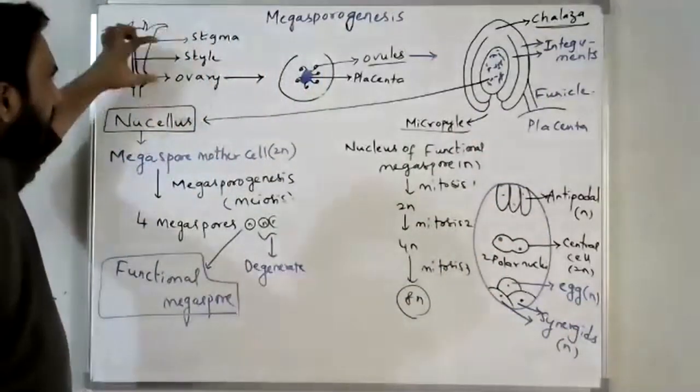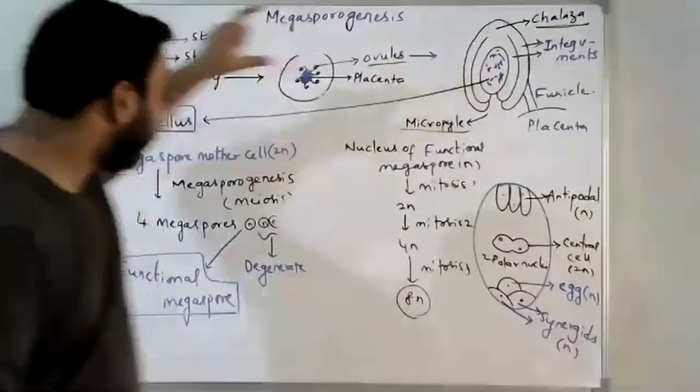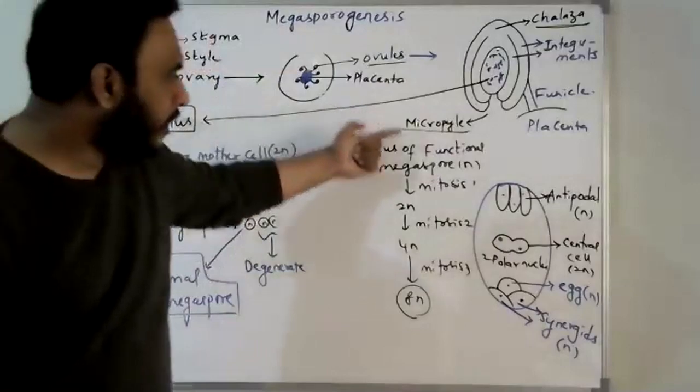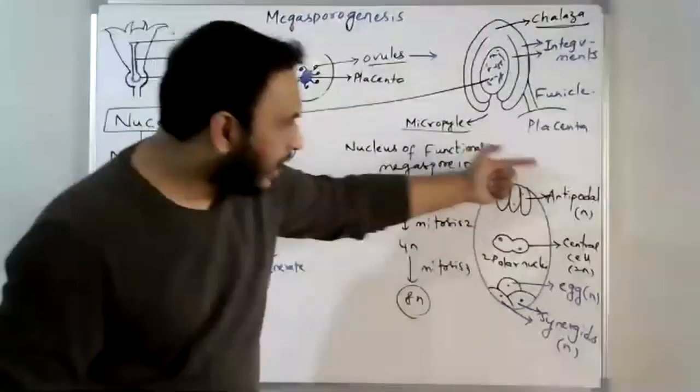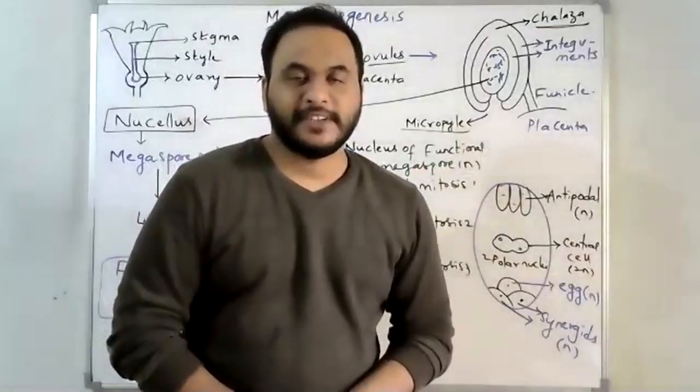So flower, gynoecium, ovary, and ovule, then nucellus, megaspore mother cell, functional megaspore, mitosis three times, and the embryo sac. So hope you understood. Thank you very much.